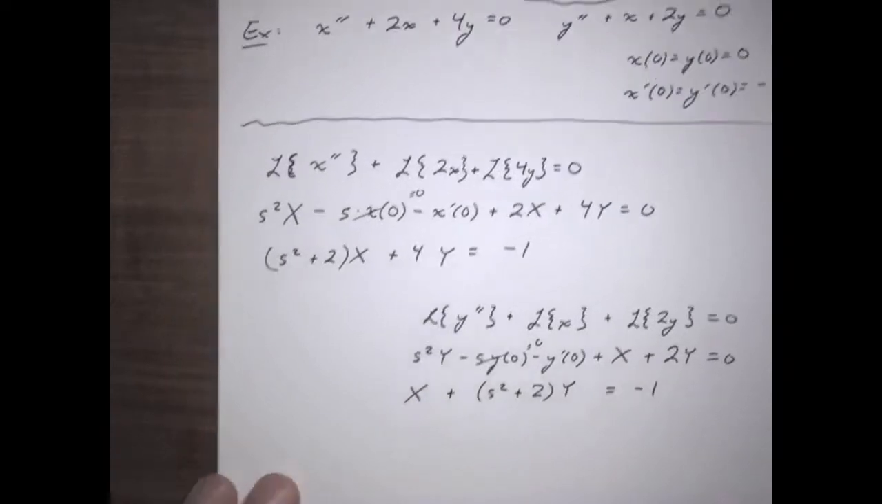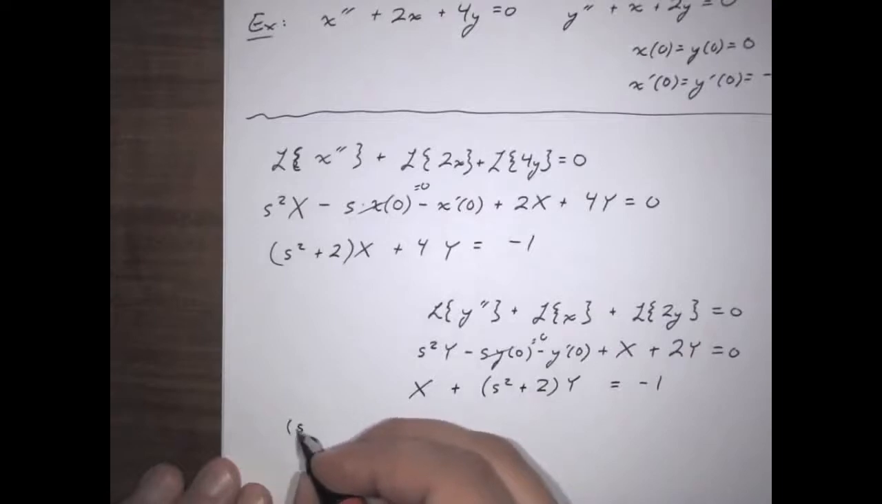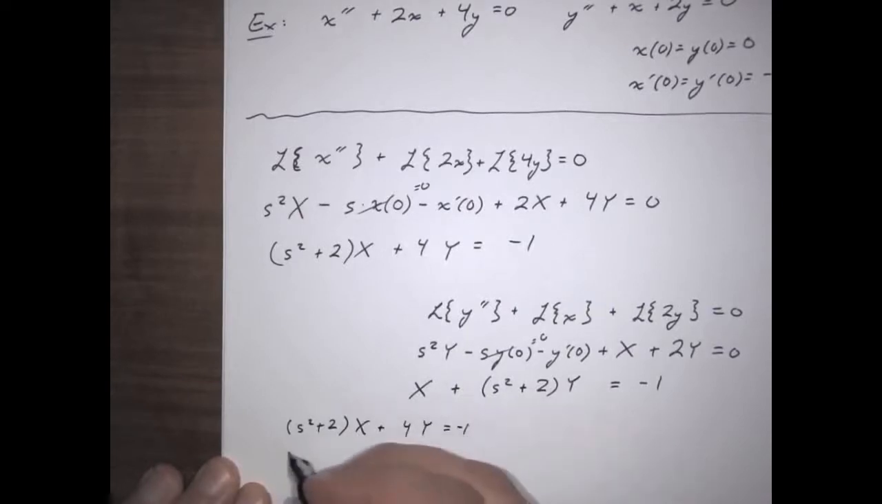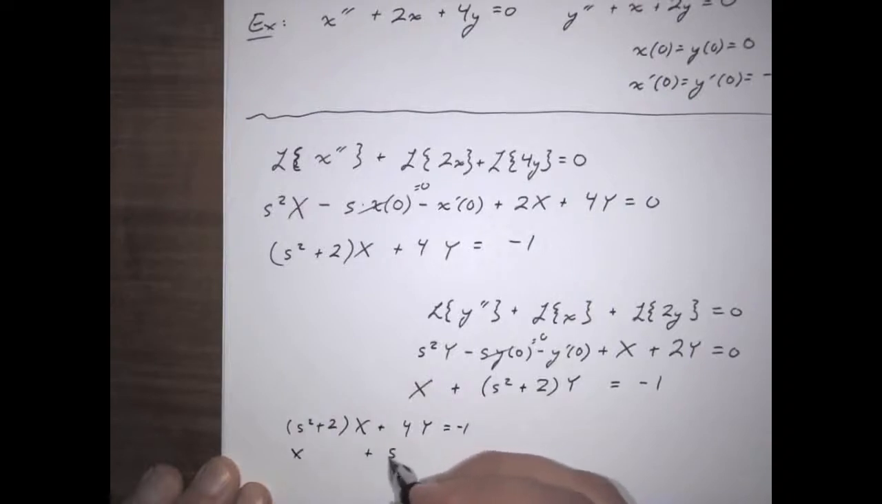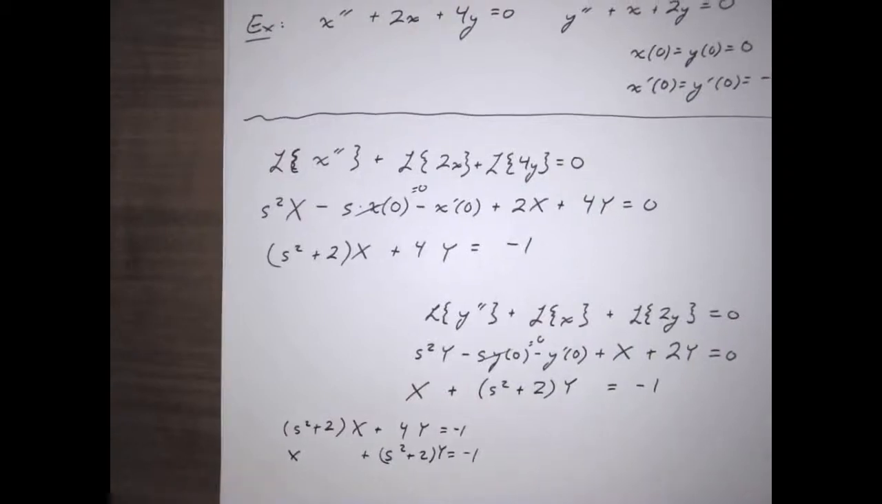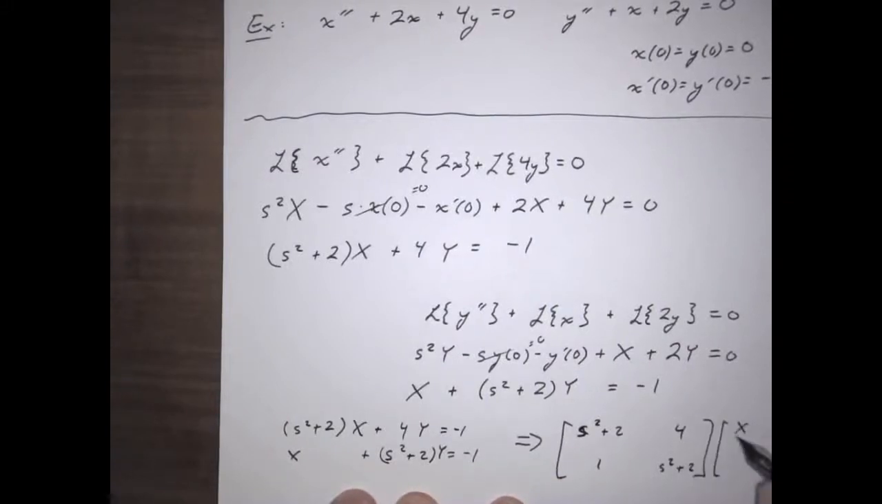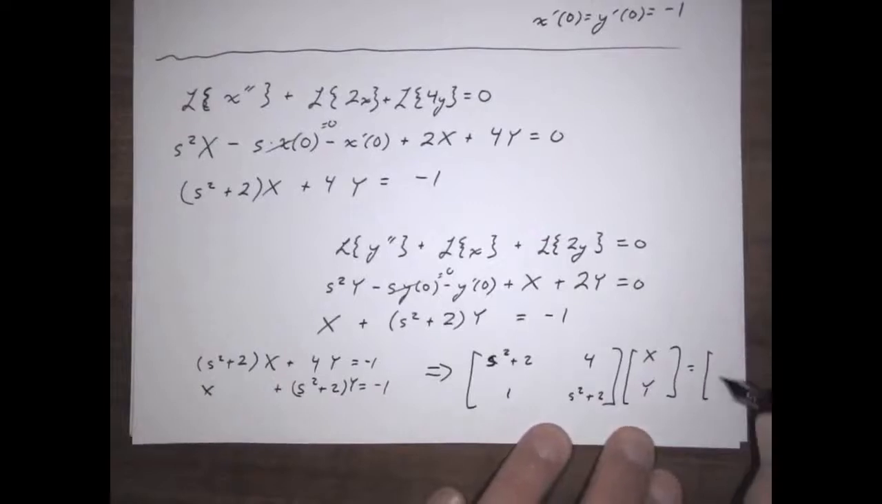So then, what that leaves us with is s squared plus 2 X plus 4Y equals -1, and X plus s squared plus 2 Y also equals -1, which then leads us to the matrix version of this, which is s squared plus 2, 4, 1, s squared plus 2, times X and Y equals -1, -1.